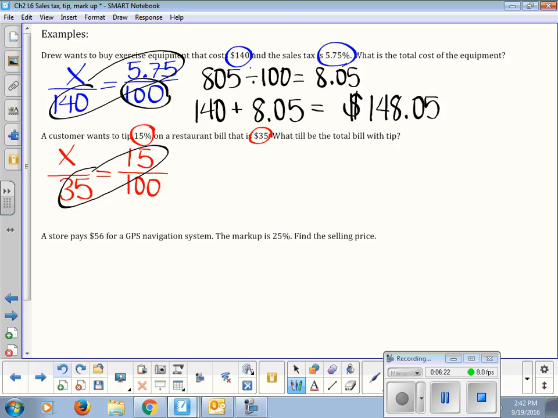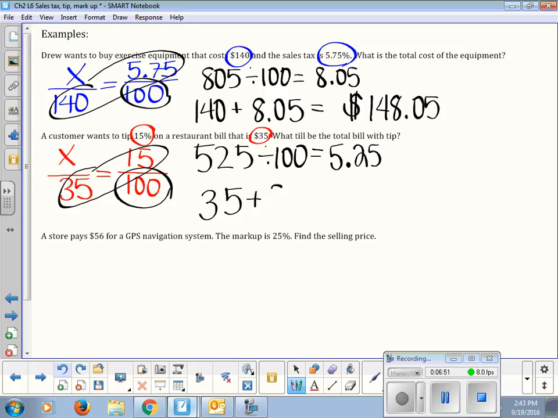We multiply the two numbers we know how to multiply. 35 times 15 gives us 525. And we have to divide by our leftover number, which is 100. And what do we get? 5.25. So you're going to leave a $5.25 tip. What do we have to do with that amount, our amount of change, and our original? Add them together because it's an additional price that we're paying. When you combine these two, $35 plus $5.25 gives us $40.25.